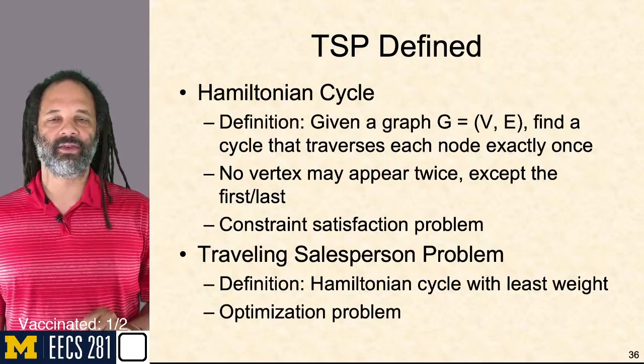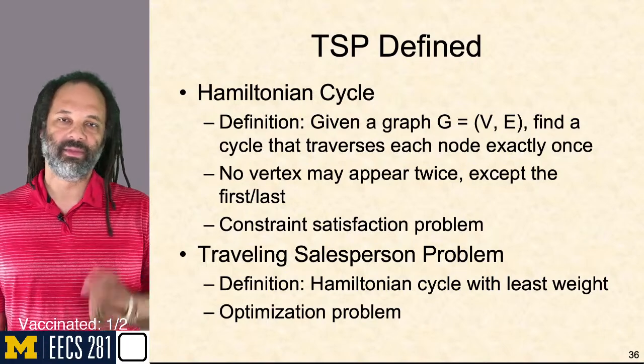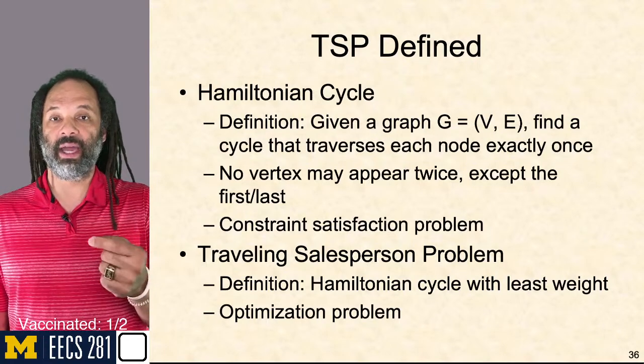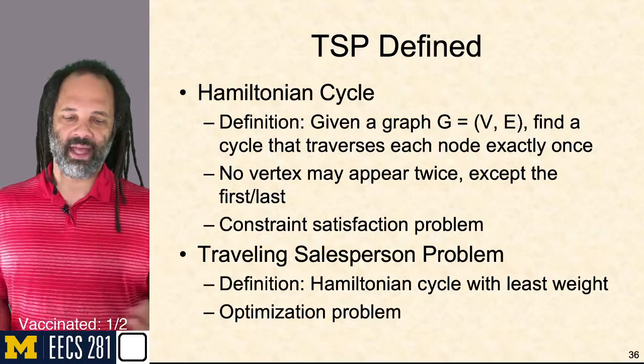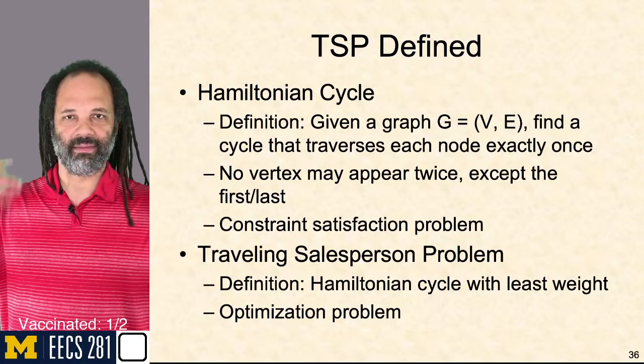That's a constraint satisfaction problem. Start at this location, visit all the other locations, that's a constraint. Don't visit any location more than once, another constraint. End up here. There it is. That's a constraint satisfaction problem.